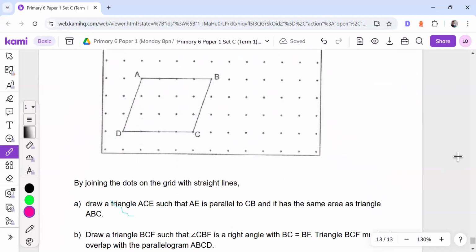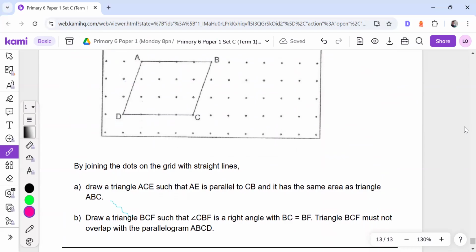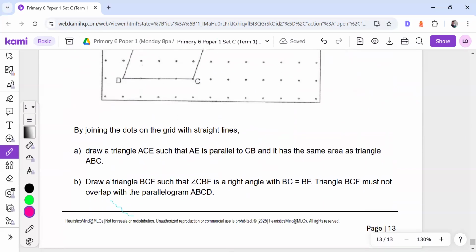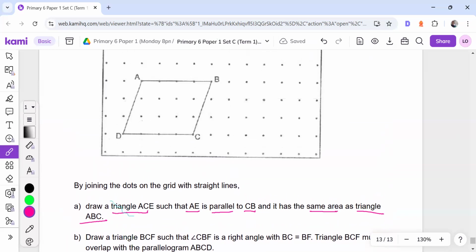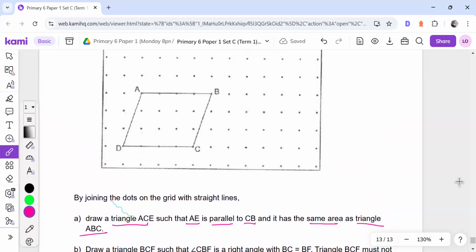Question 30. Okay, now this one is a bit hard. Those who have gone through the construction lesson, this is something. Draw a triangle ACE so that AE is parallel to CB and it has the same area as triangle ABC. So where is triangle ABC? There's no triangle ABC, but you can cut it. So that's your triangle ABC.